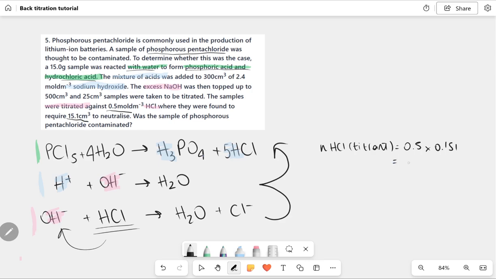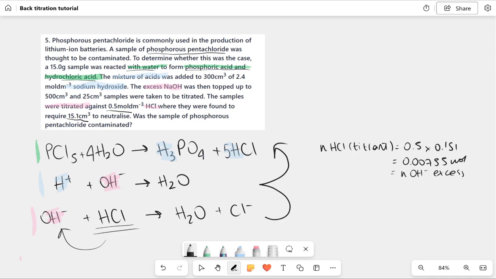This gives us an amount of moles of 0.00755 moles. Okay. This means that, because we know that the ratio is 1:1 between the hydroxide and the hydrochloric acid, this is the same as the amount of the moles of the hydroxide in excess. Where does this excess come from? It comes from the second reaction.